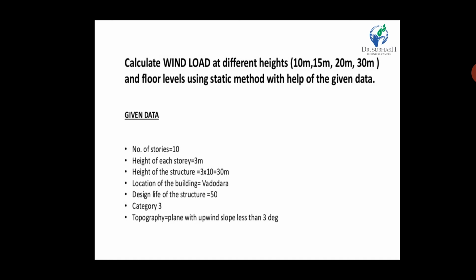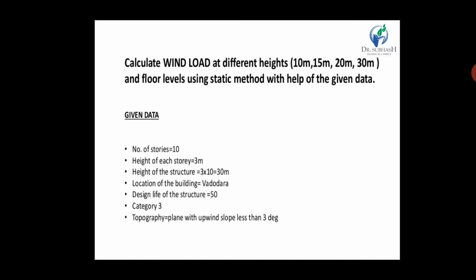So now, calculating the wind load at different heights. We have to calculate the wind load at the 10th, 5th, 20th, 30th floor levels using the static method with the help of the given data. So let us start with one numerical example, so we can be clear about the steps to find the wind load as per IS 875 part 3. In our data, the number of stories is 10. Height of each story is 3 meters. Height of the structure is, of course, 30 meters.